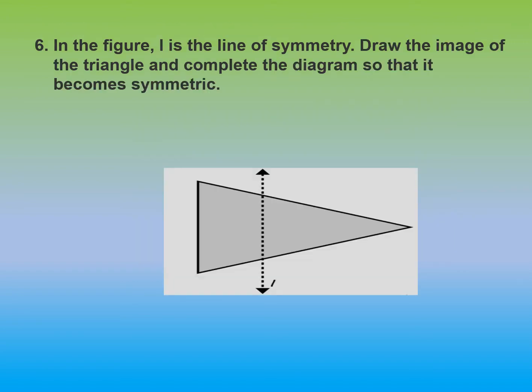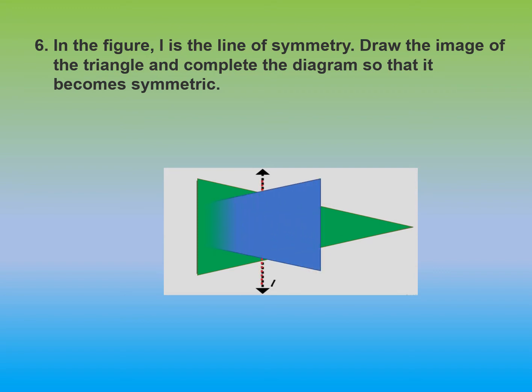In the figure, L is the line of symmetry. Draw the image of the triangle and complete the diagram so that it becomes symmetric. First let us draw this. Now we should draw one more triangle to make this picture symmetric. So how will it be? Yes. Now look at the picture. It is symmetric.